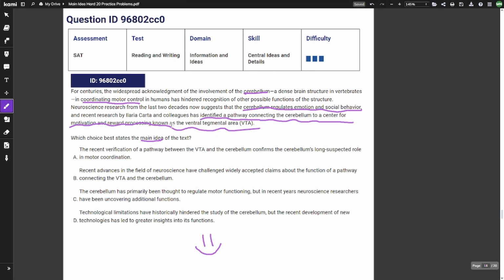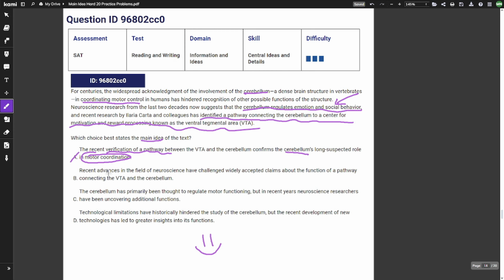So let's look at our answer choices and see what makes the most sense. A. The recent verification of a pathway between the VTA and cerebellum confirms the cerebellum's long suspected role in motor coordination. This one's not true. First, we already know that the cerebellum does coordinate motor control. And then, this verification of a pathway doesn't confirm motor coordination, rather it confirms the regulating of emotion and social behavior. So it's not going to be A.